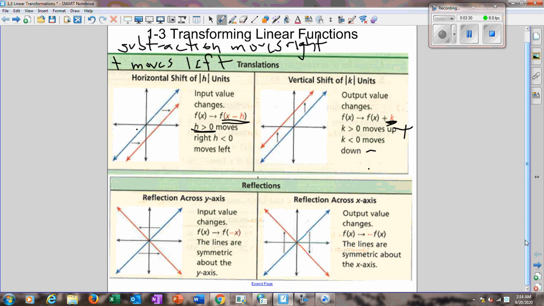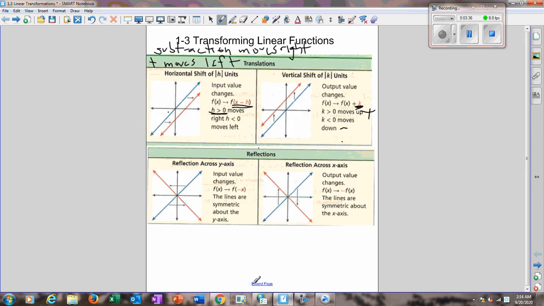Okay, when it reflects across the y-axis, it's your input value changing. So in other words, everywhere I see an x, I would replace it with a negative x, but only where the x is does it get changed to a negative x. These lines are symmetric about the y-axis, which means it's flipping right to left. So that flips over to there, and that flips over to there.